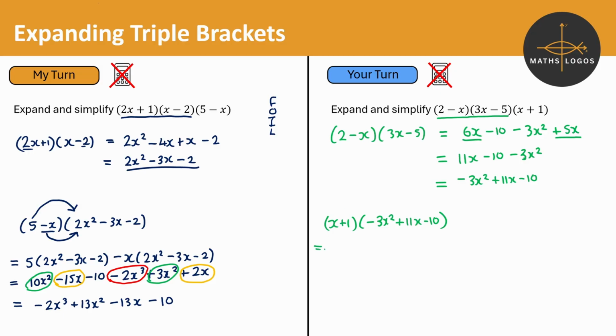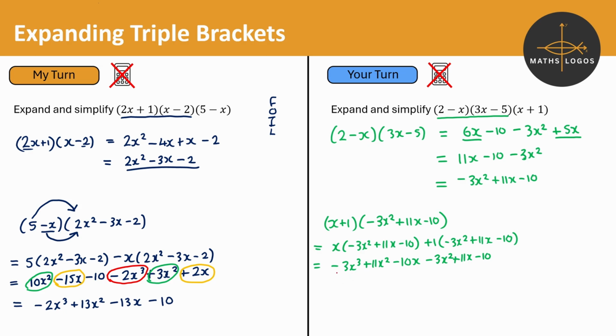And what I want to do is I want to multiply x with everything inside the bracket. And multiply 1 by everything inside the bracket. Expand each bracket in turn. X multiplied by negative 3x squared is negative 3x cubed. X multiplied by positive 11x is 11x squared. X multiplied by negative 10 is negative 10x. Then do 1 multiplied by everything in the bracket. And of course, multiplying by 1 doesn't change the value of anything. I just rewrite that bracket really.